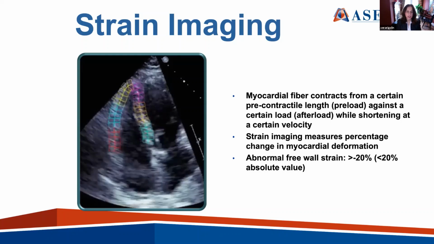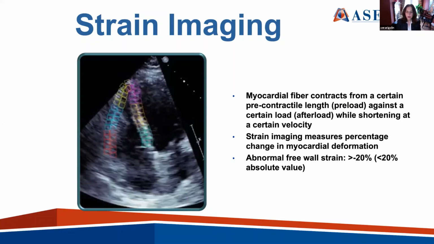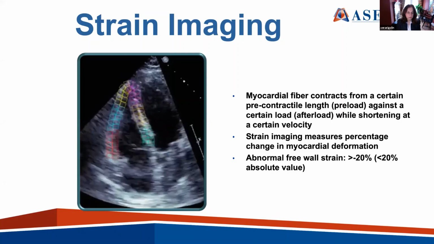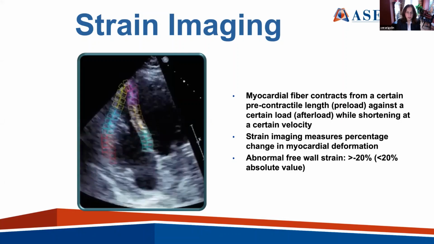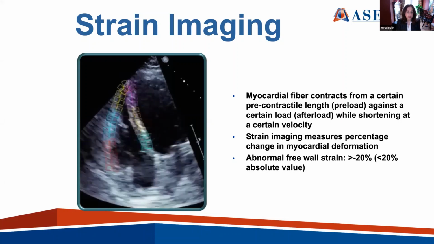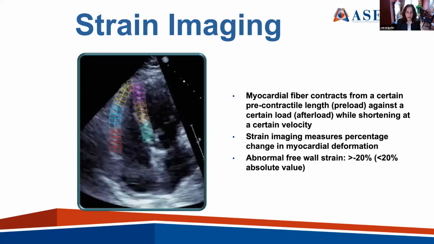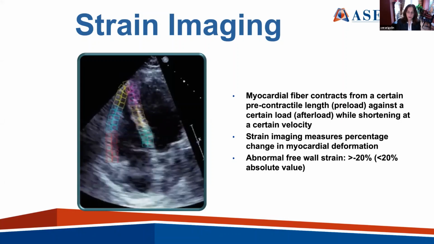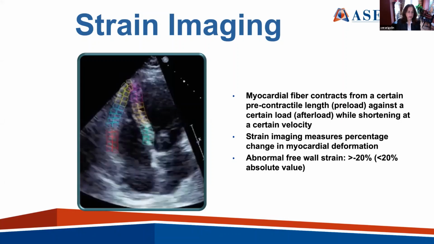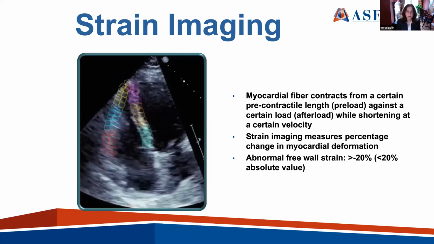But if you're just looking at the absolute number and you forget about that little minus sign, an abnormal free wall strain is considered greater than 20%. I'll show you later that truly normal is in the very high 20s. But if we're taking standard deviations into account, in general, less than 20%, you can definitively say that there's some dysfunction of the right ventricle.